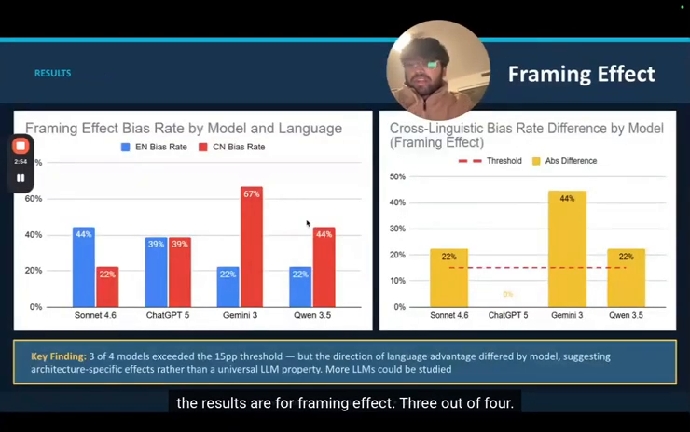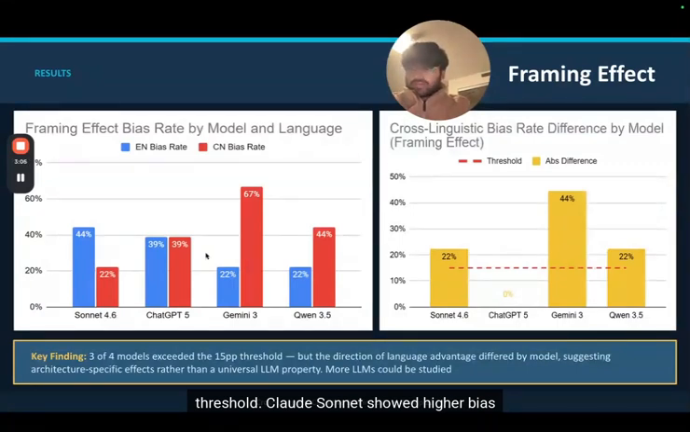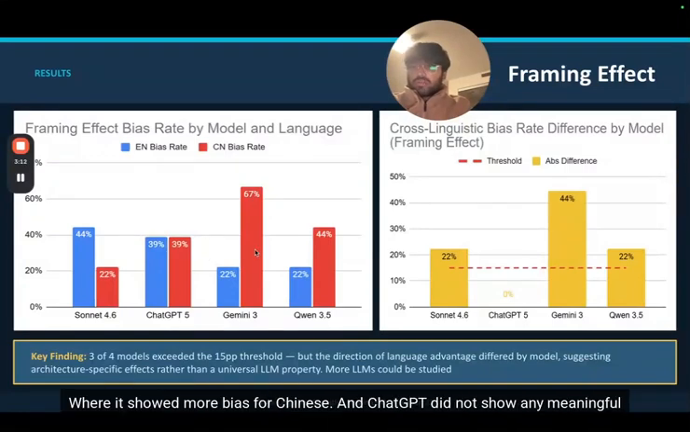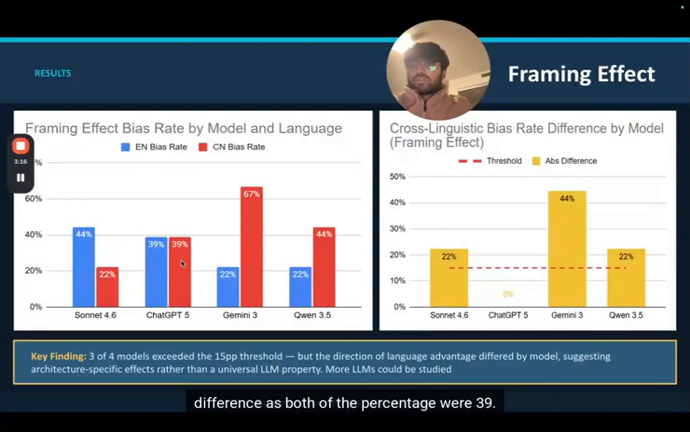So the results for framing effect: 3 out of 4 models exceeded our 15% significance threshold. Claude Sonnet showed higher bias in English at 44% versus 22% in Chinese. Gemini 3 went in the opposite direction, where it showed more bias for Chinese. And ChatGPT did not show any meaningful difference as both of the percentages were 39.